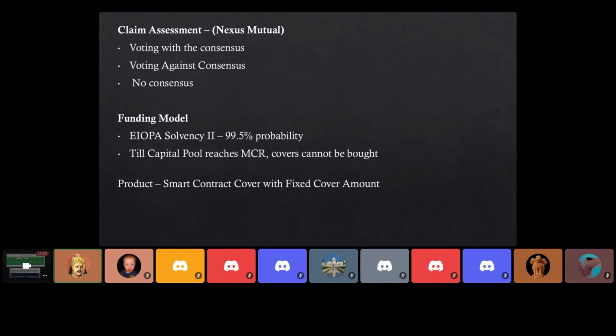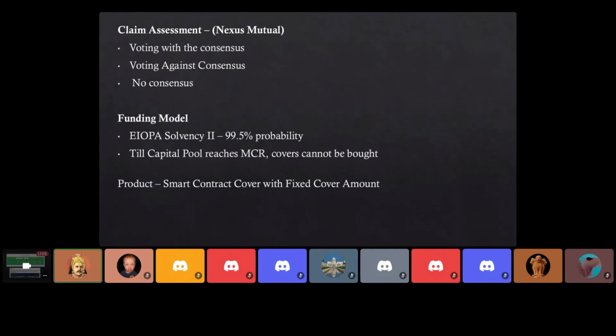But there are issues with the claims assessment because it is going to be difficult. There are minute caveats in the terms and conditions that need to be assessed, and there can be differences of opinion between different members, and there is a strong incentive to deny the claim if the protocol feels so. So there are risks there, but they're practicing a very organized approach.